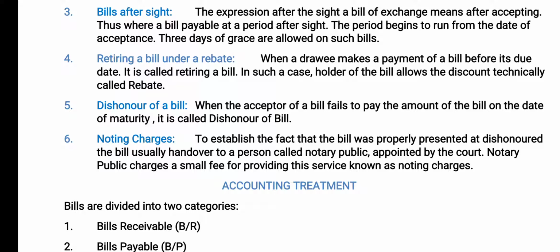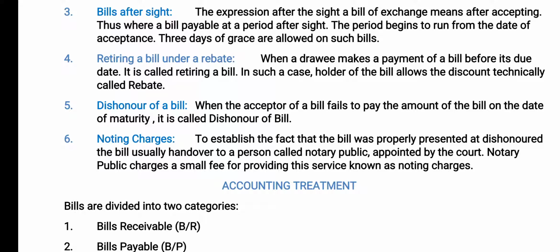Suppose the drawee is not able to make the payment to the seller, then what is going to happen? Then officially the drawer is going to send the bill to the drawee with the person who is known as a notary public, who is appointed by the court. In this case, the notary public charges a small fee from the drawer for his services.